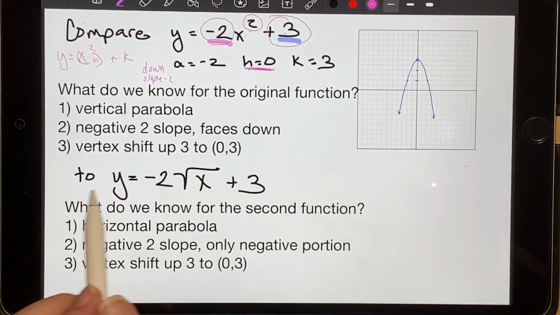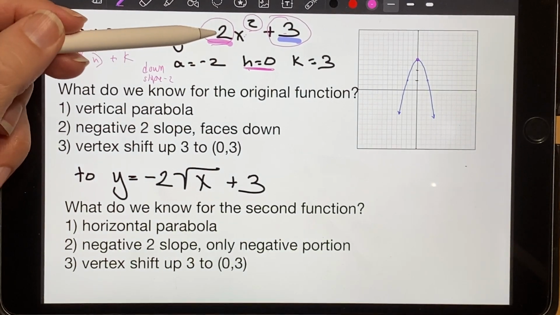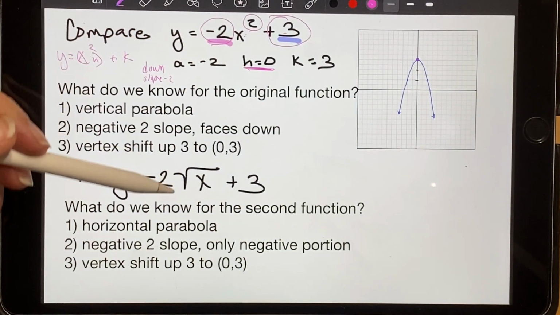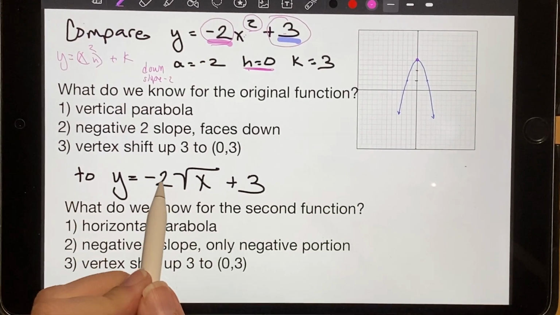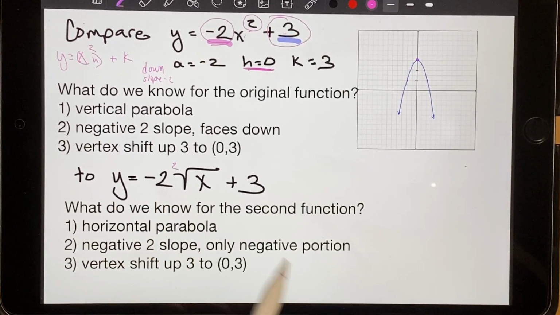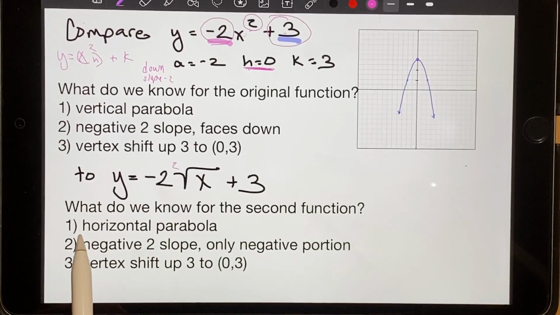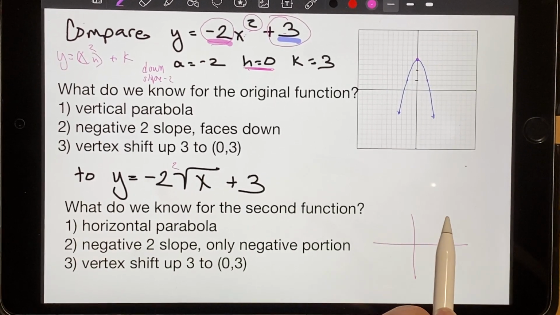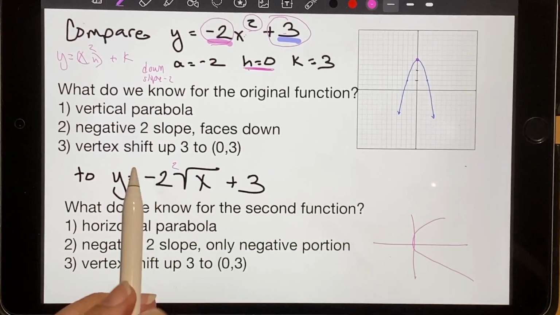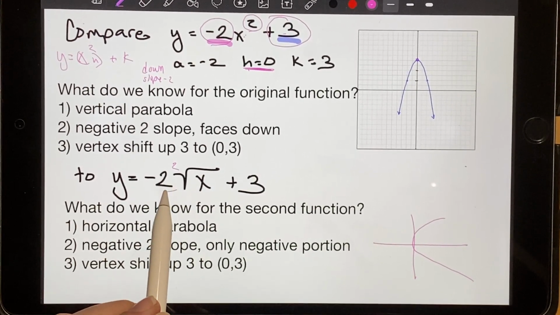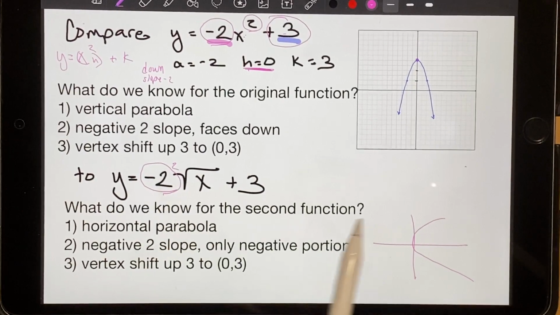Okay, so then let's compare that. We take the exact same graph. We're going to put everything in the same place, except we're going to use a square root now. So again, for this one, it's a square root. So what do we know? We know it's got to be a horizontal parabola first. Okay, we know that we are using the negative part of it.